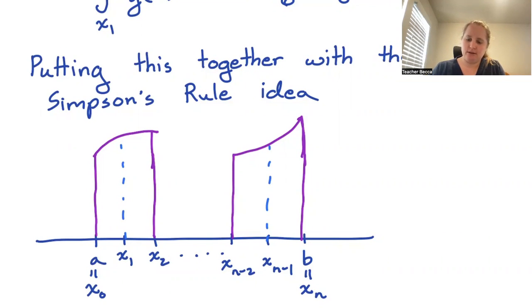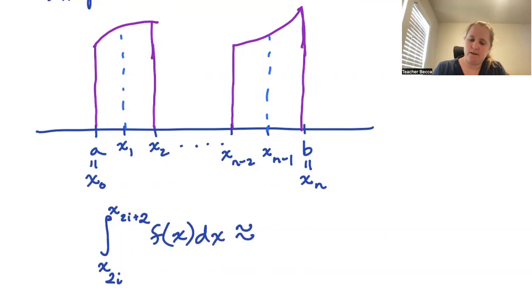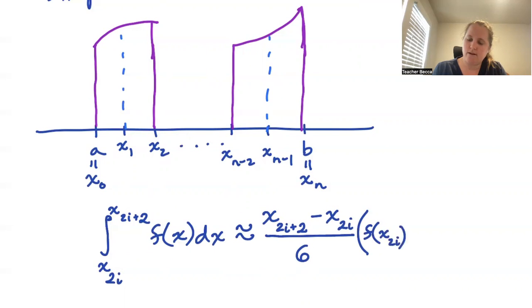We have our parabola approximations, and putting together what we just saw, we have that the definite integral from x_{2i} to x_{2i+2} of our f(x) dx should be approximately (x_{2i+2} minus x_{2i}) over 6 times, we would have f(x_{2i}) plus f(x_{2i+1}) plus f(x_{2i+2}).